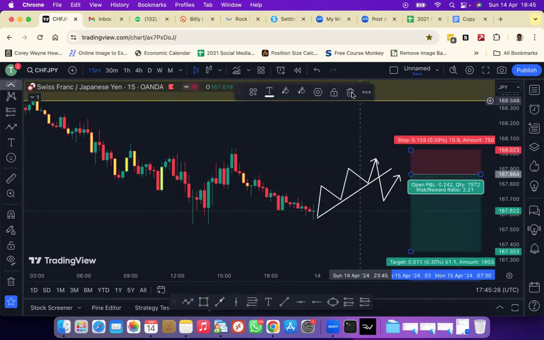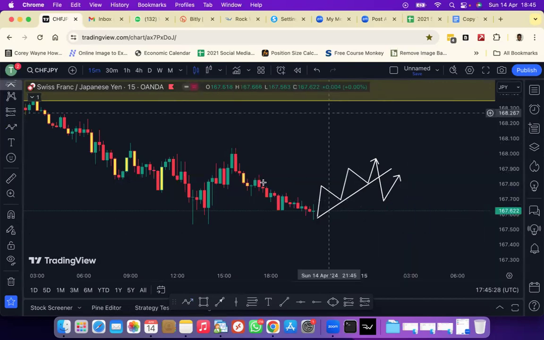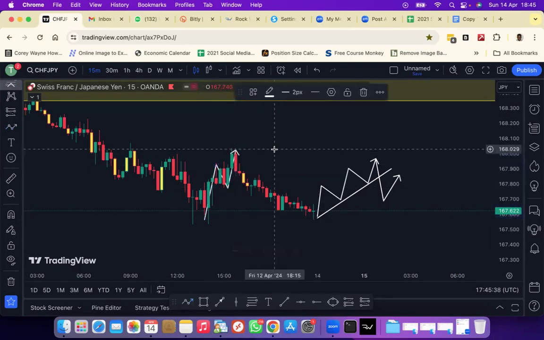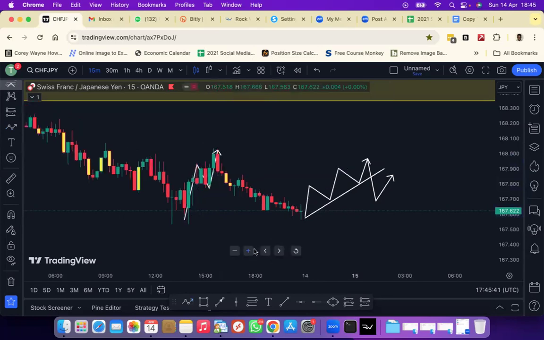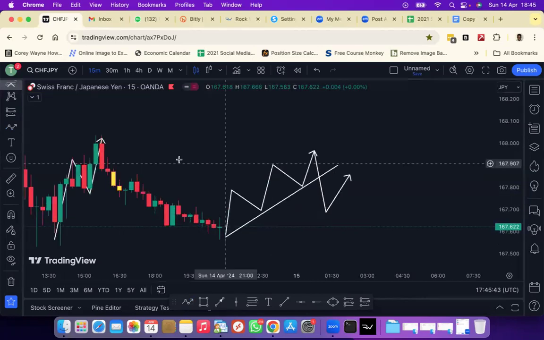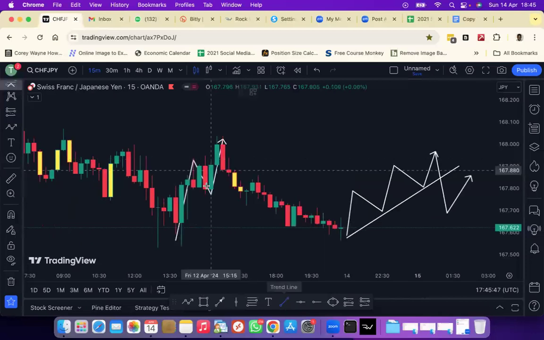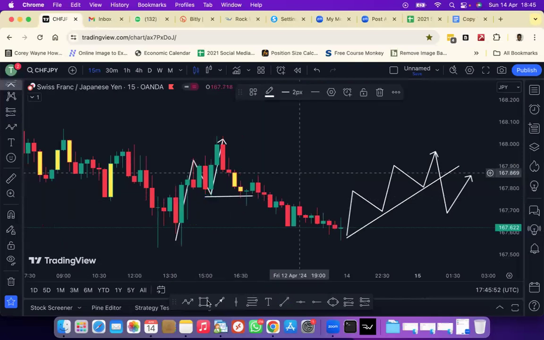So we already found something like that here. It already happened here, if you look at this. And then what did price do? I'm just showing you how the market works. So price broke this trend line here, like so.